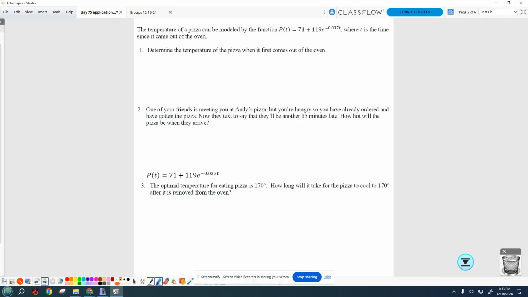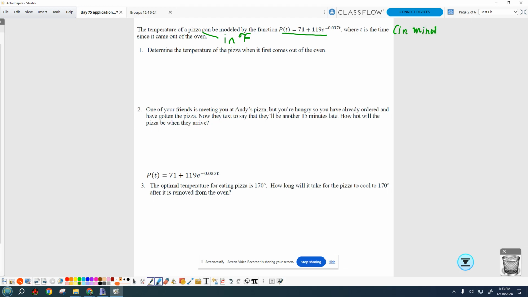Can you guys look at the top of that green sheet? I need to give you more detail than what's written here. The temperature of the pizza in degrees Fahrenheit is modeled by this function, where time is in minutes since it came out of the oven. So that equation is the temperature of the pizza. We're all about pizza.